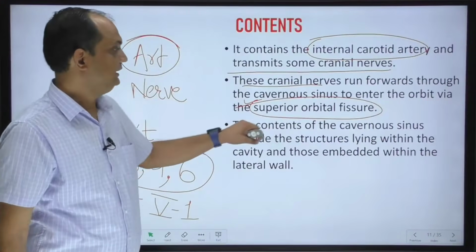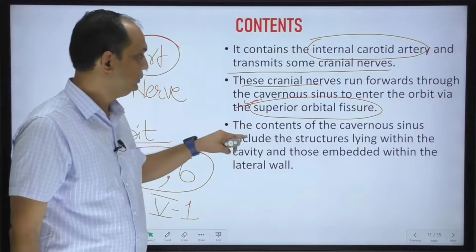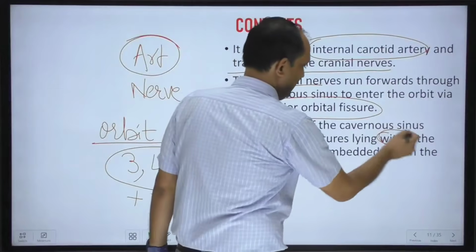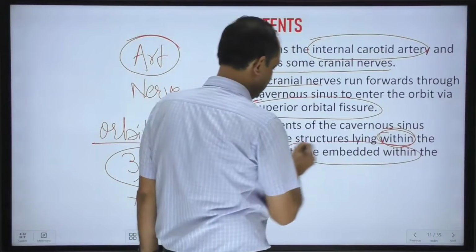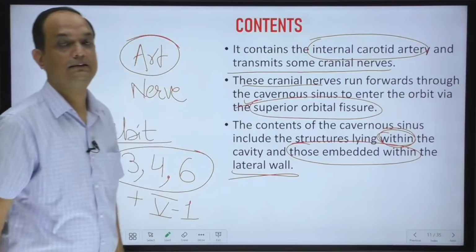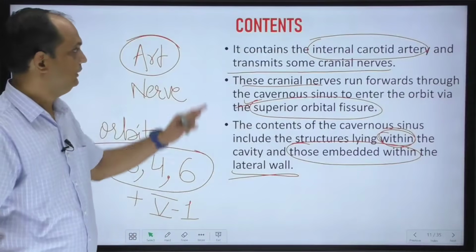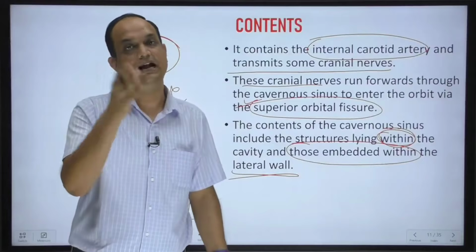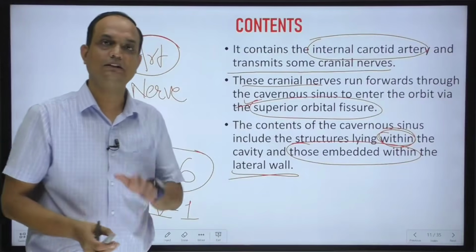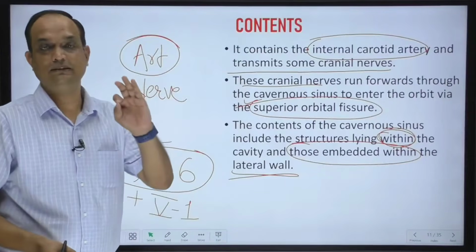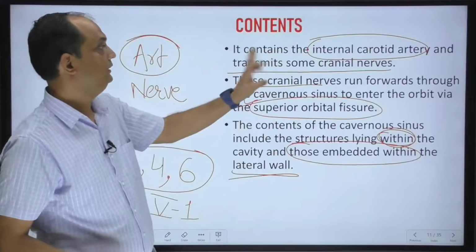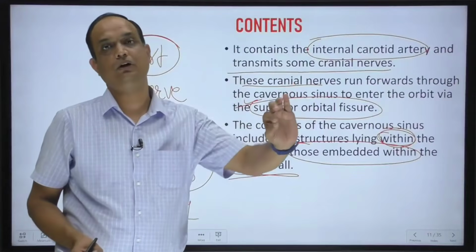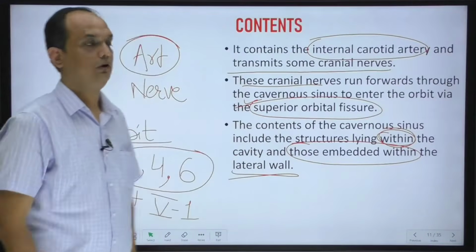So the contents of the cavernous sinus include the structures lying within the cavity and those outside the cavity, that is, in the lateral wall. Clear? So you will see the contents at two places, in the center and in the lateral wall. And what are these contents? These contents are basically one artery, that is the internal carotid, and nerves. Now what are these nerves? The nerves that are entering into the orbit through the superior orbital fissure.